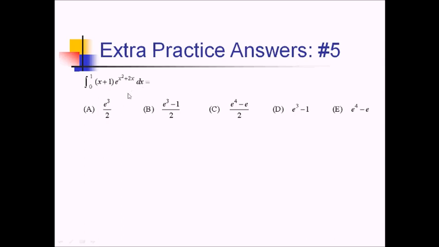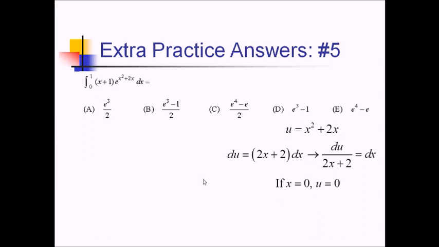So let's let u then equal x squared plus 2x, which means du is 2x plus 2, the whole thing times dx. And then dx is going to be du over this stuff. So now I also need to get some x values turned into u values. If x is 0, then u is going to be 0 squared plus 2 times 0, so also 0. If x is 1, then I've got 1 squared plus 2 times 1, which is 3.